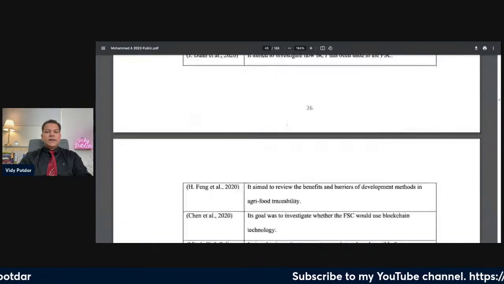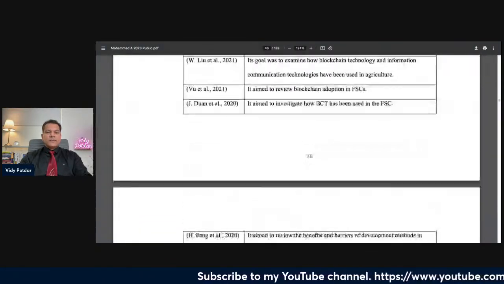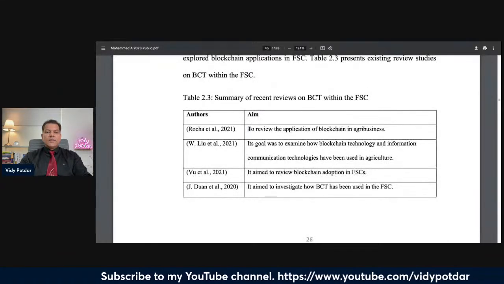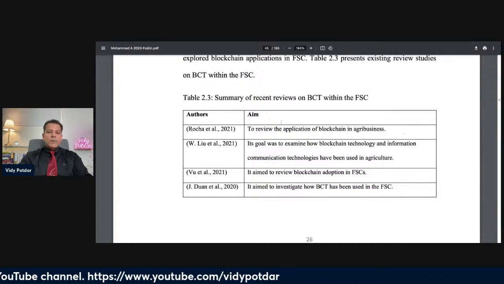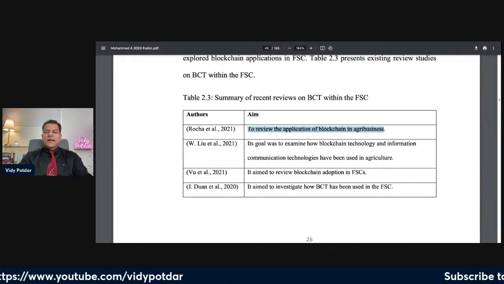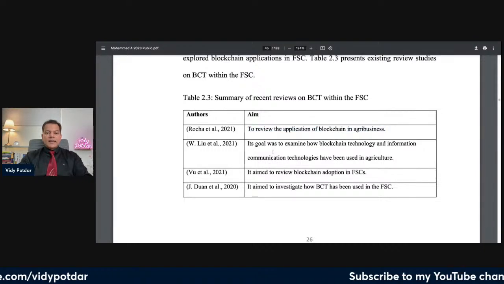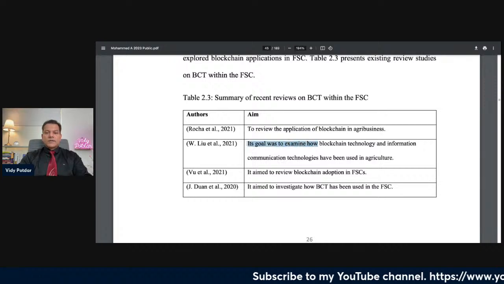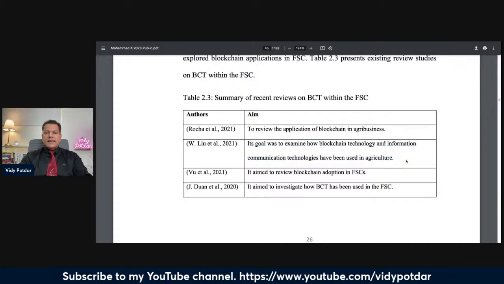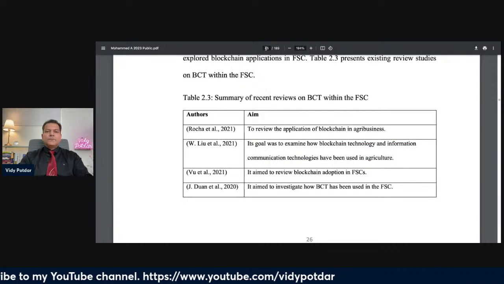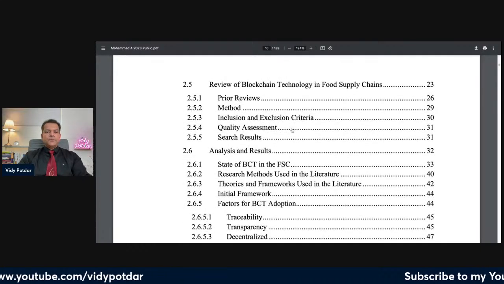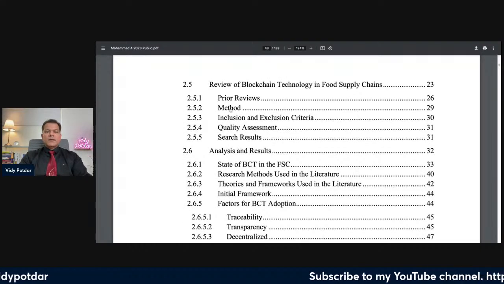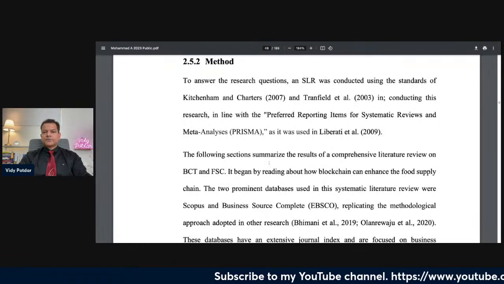And I can see there is a table here that shows quite a few existing reviews and the aims. What did that particular review article talk about? So for example, this was to review the application of blockchain in agribusiness, or this goal was to examine how blockchain technology and information or ICT have been used in agriculture. So different reviews.